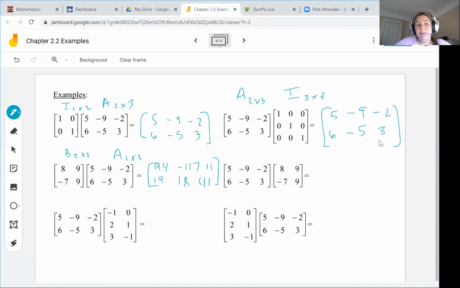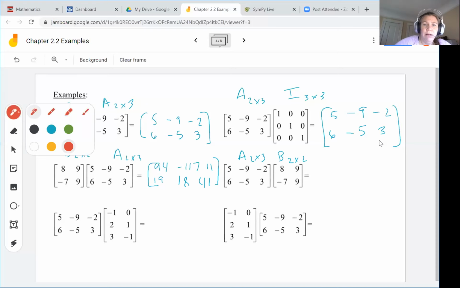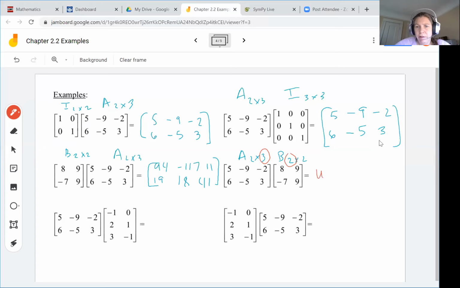All right, what about this second multiplication? Can we take A, a 2 by 3 matrix, and multiply it by B, a 2 by 2 matrix? In fact, we can't, because the number of columns of A don't match the number of rows of B. So this product is undefined. So this is why we say that multiplication of matrices is not commutative.